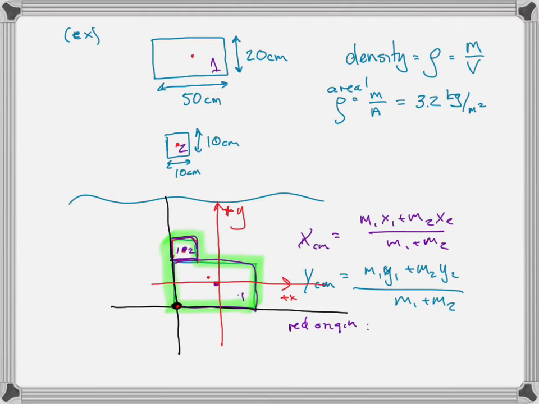So there was a stray mark in 2. To the red origin, the position of 1 in the x direction is 0, right? The position of 2 in the x direction is what? You got to figure this out.